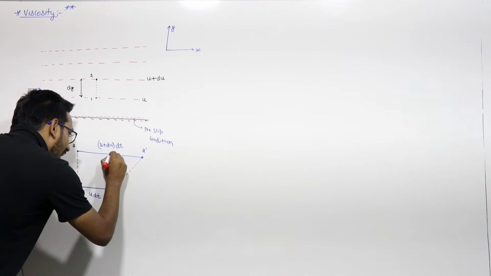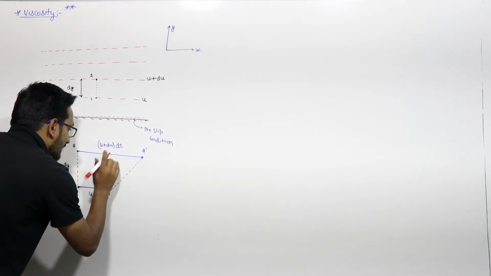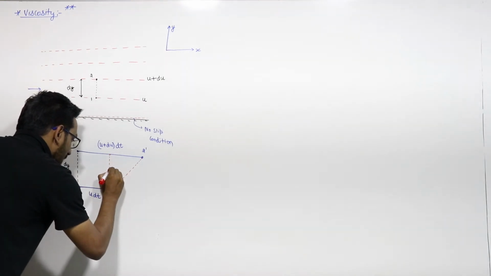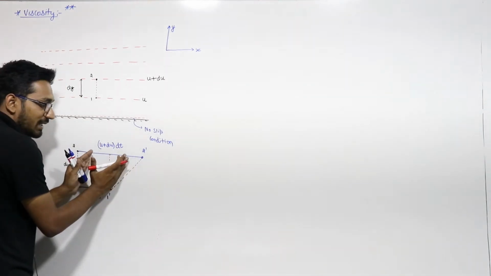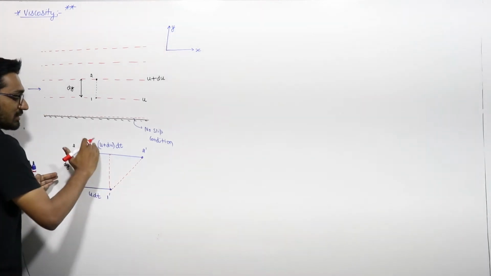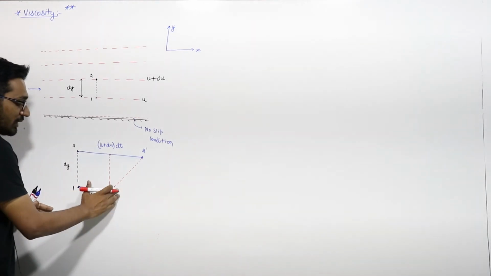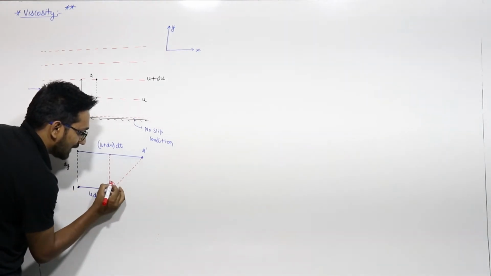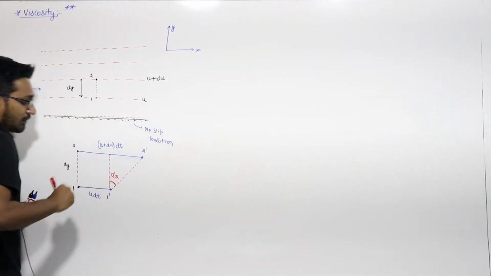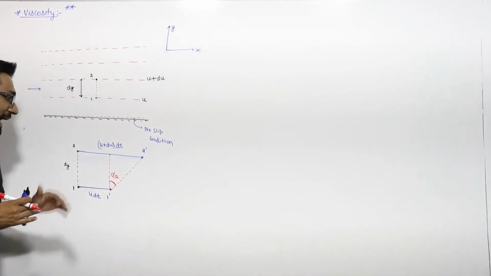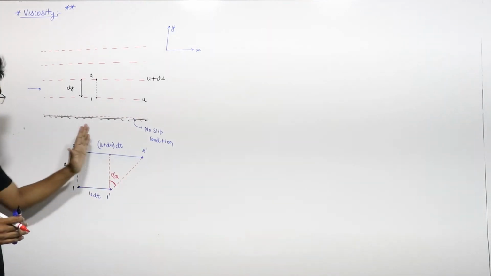Initially the fluid particles are like this in this vertical line, and after time dt, there is some angular deformation because of this relative velocity, because the velocity of this upper layer is more than the lower layer. I represent this angular deformation with angle d theta for time dt. As time increases, this angular deformation will continuously increase.